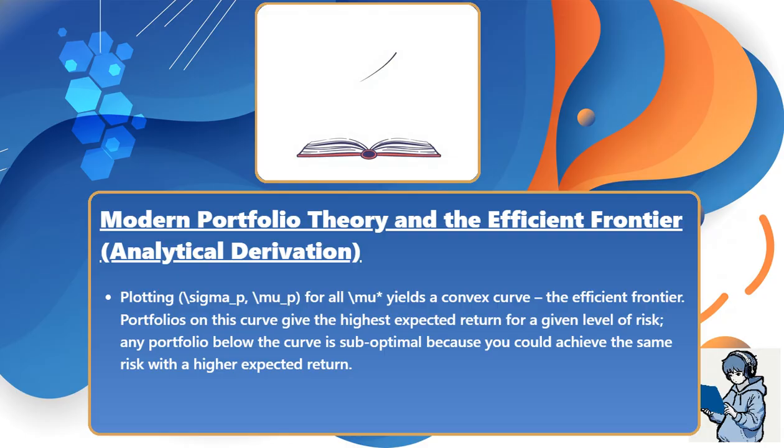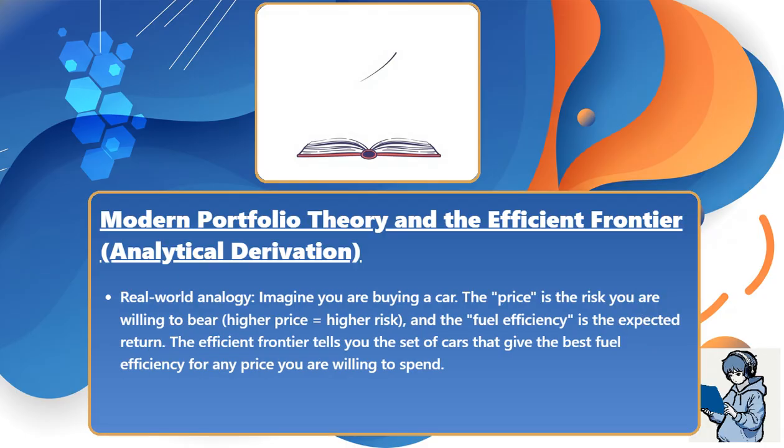Portfolios on this curve give the highest expected return for a given level of risk. Any portfolio below the curve is suboptimal because you could achieve the same risk with a higher expected return. Real-world analogy: imagine you are buying a car. The price is the risk you are willing to bear, higher price equals higher risk, and the fuel efficiency is the expected return. The efficient frontier tells you the set of cars that give the best fuel efficiency for any price you are willing to spend.